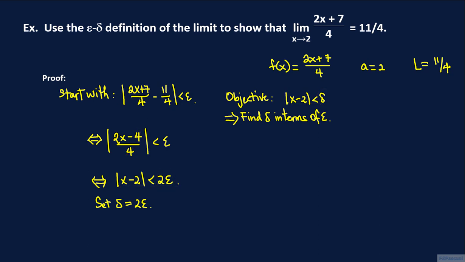To complete the exercise, we now need to show that if the absolute value of x minus 2 is less than twice epsilon, then the absolute value of (2x + 7)/4 minus 11/4 is less than epsilon. In doing so, we are making the conclusion in the definition rightfully the conclusion. This should be a simple task because all we have to do now is to reverse the steps that we used in finding delta in terms of epsilon.